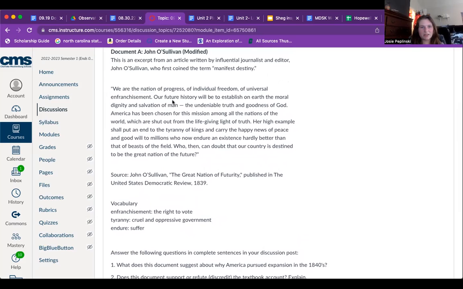Let's look back at the passage. Establish on earth the moral dignity and salvation of men, the undeniable truth and goodness of God. So part of it is to spread religion to perhaps the Native American people, spread religion to those living in the West.